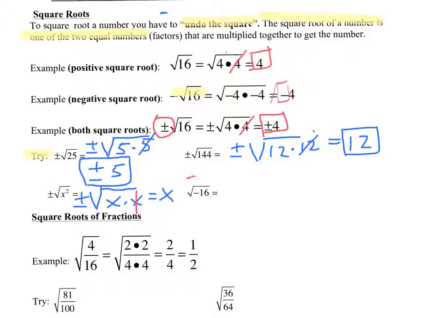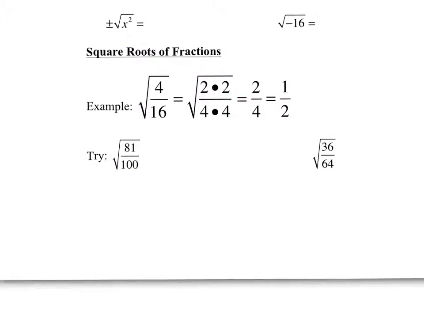But this problem is a red light. There is no answer for this problem because there is no number times itself that makes negative 16. So in general, you cannot take the square root of a negative number, and the answer for this would be what we call the null set. It can't be done.